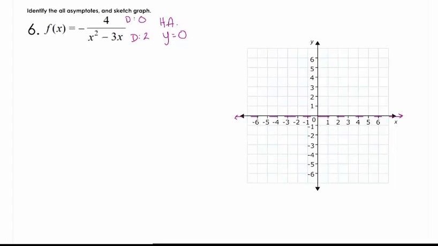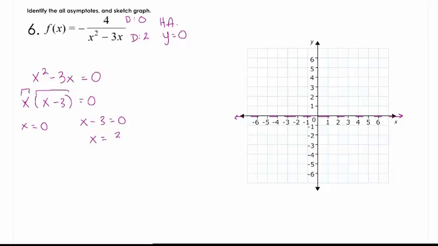Now that our horizontal asymptote is graphed, let's find our vertical asymptotes by setting the denominator equal to 0 and solving for x. To solve for x, we're going to factor out a common term, which we can see is the x value. We factor that, and you're going to get x times (x - 3) is equal to 0. Now you take each individual factor and set that equal to 0. So we'll have x is equal to 0, and x - 3 is equal to 0, which gets you x is equal to 3. So we know that our vertical asymptotes are going to be at x equals 0 and x equals 3. Let's graph those.